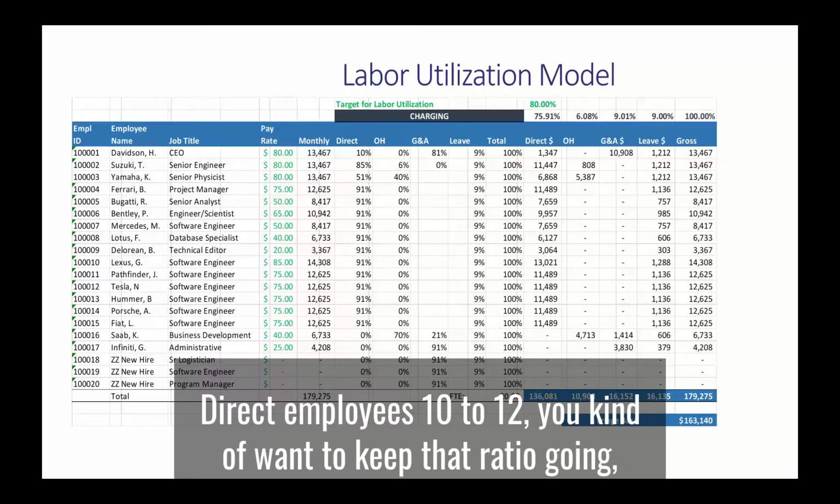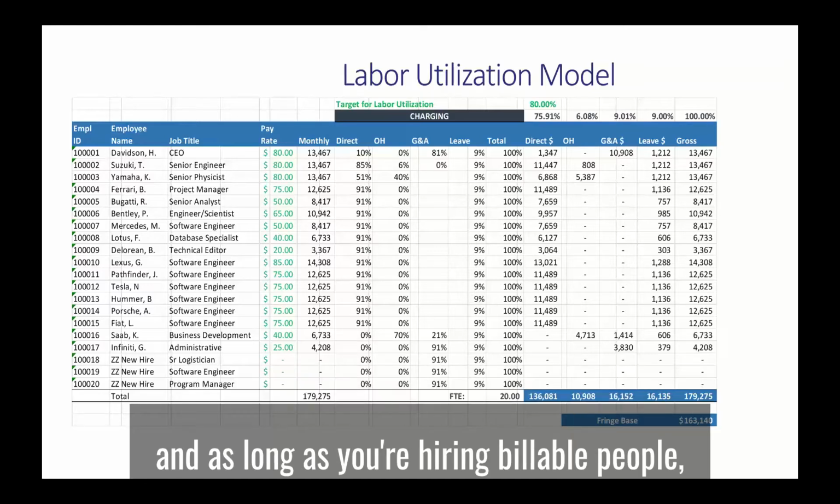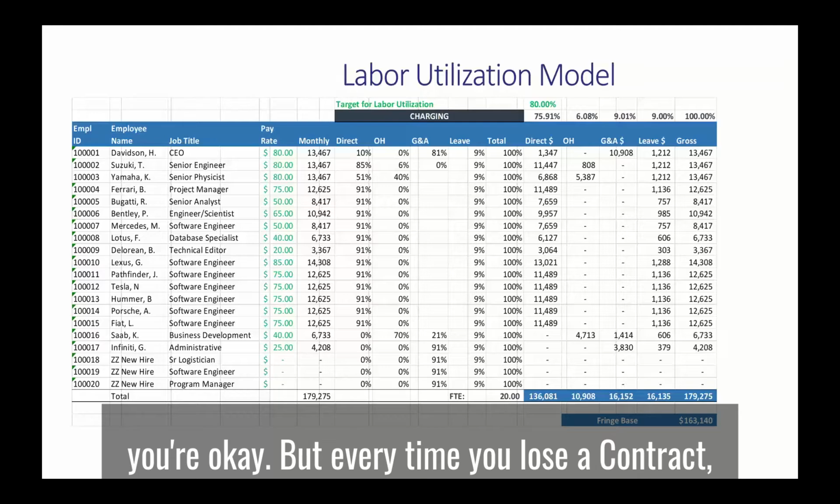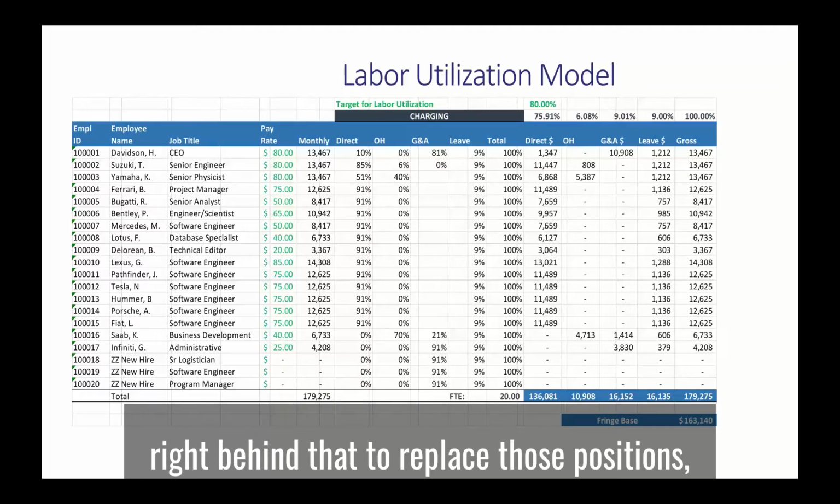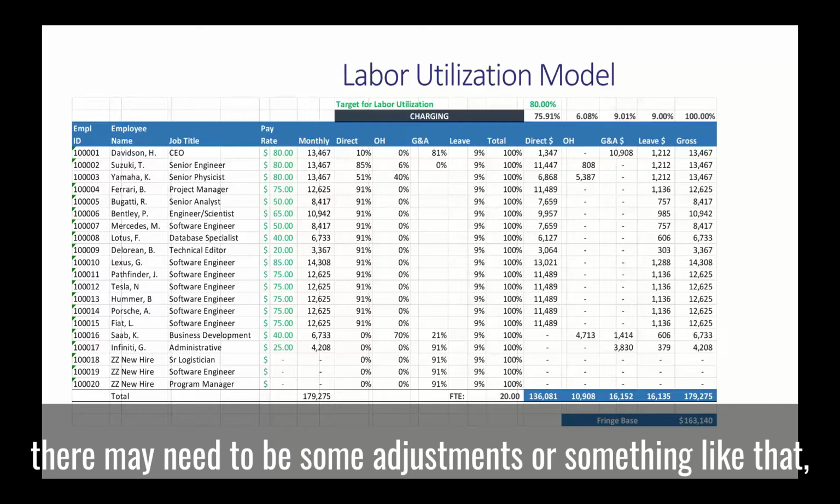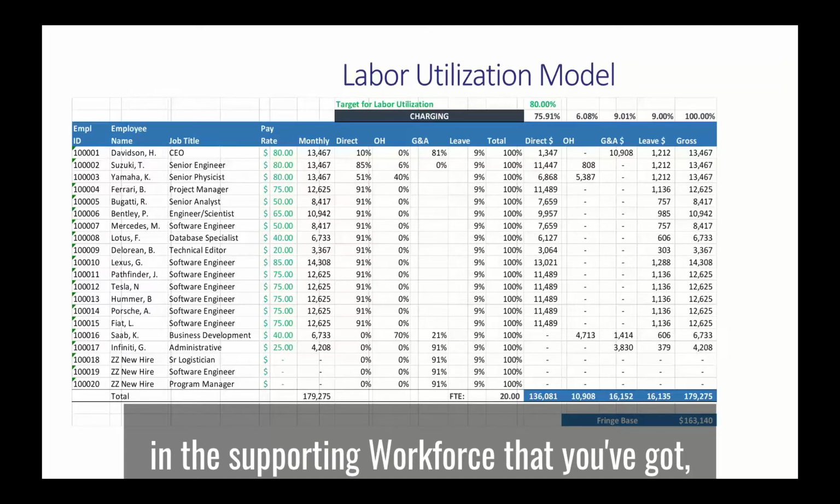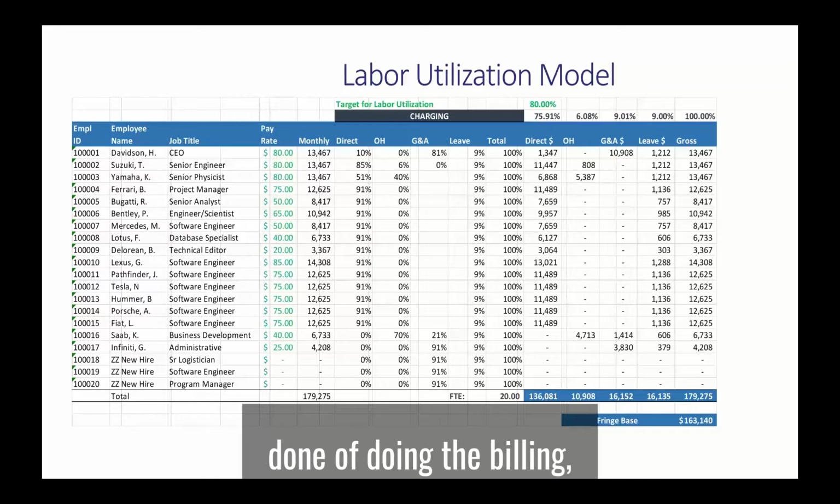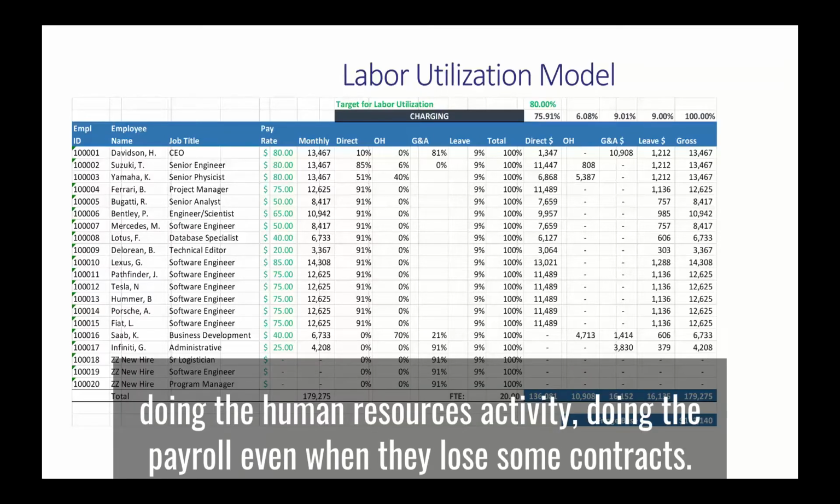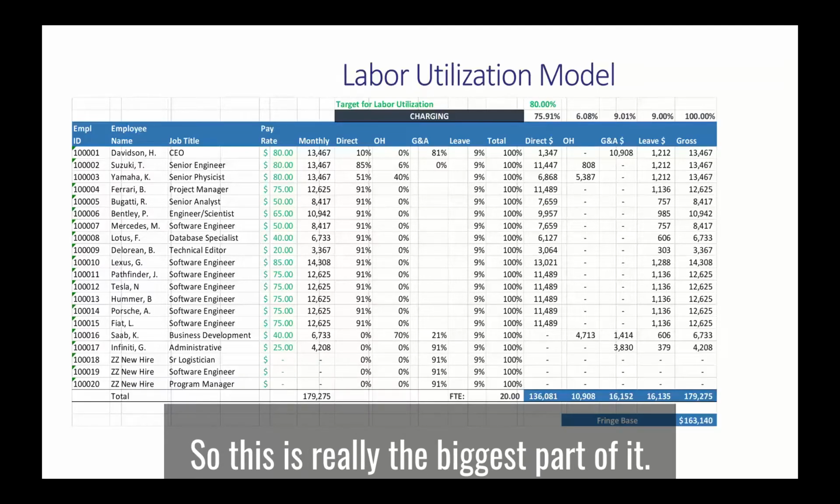So anyway, I just tell people, in my opinion, it's like 1 indirect employee for every 10 to 12 direct employees. You kind of want to keep that ratio going. And as long as you're hiring billable people, you're okay. But every time you lose a contract and you lose 3 or 4 people, if there's not something coming in right behind that to replace those positions, there may need to be some adjustments in the supporting workforce that you've got, which is the reason why people invest in software instead of people, because they can still get the job done of doing the billing, doing the human resources activity, doing the payroll, even when they lose some contracts. So this is really the biggest part of it.